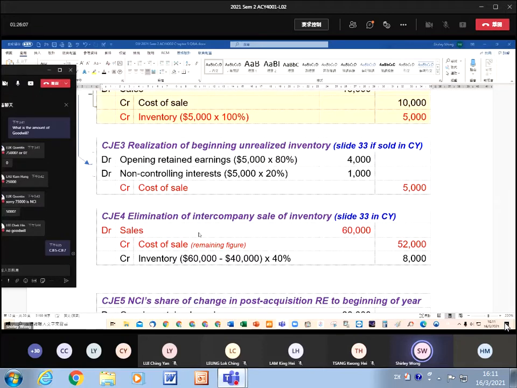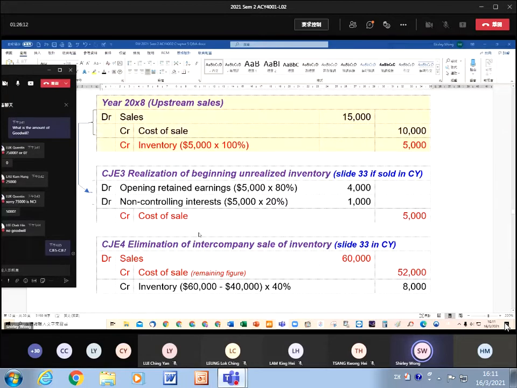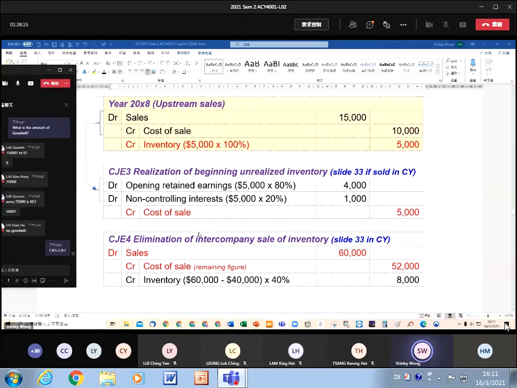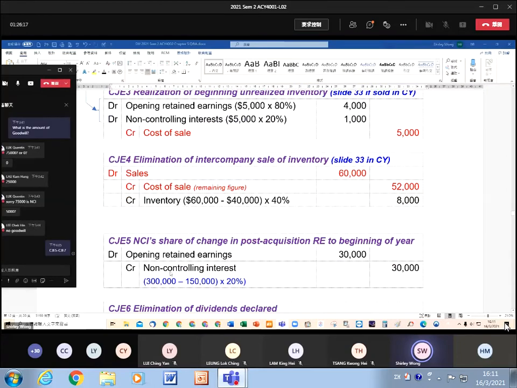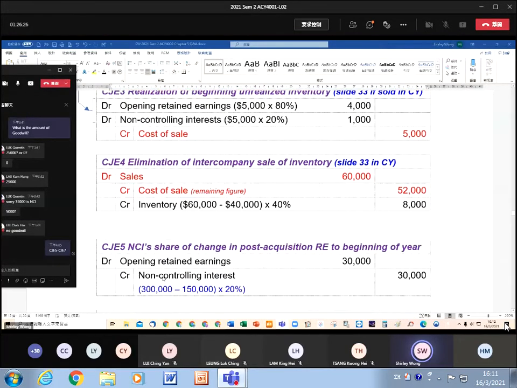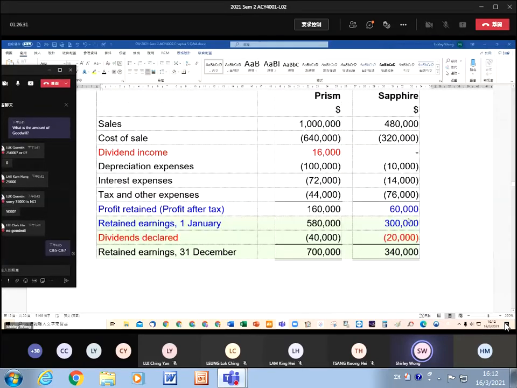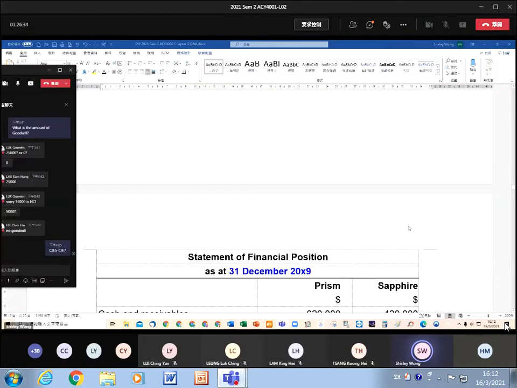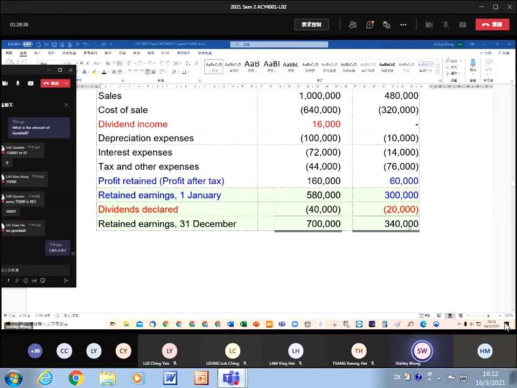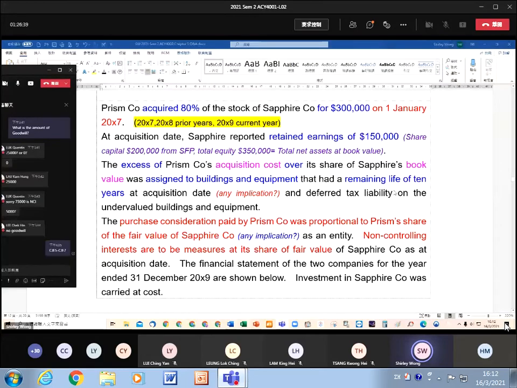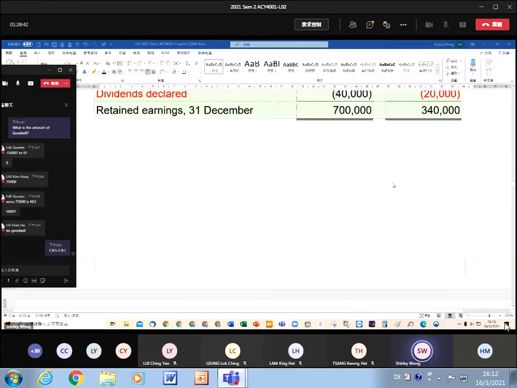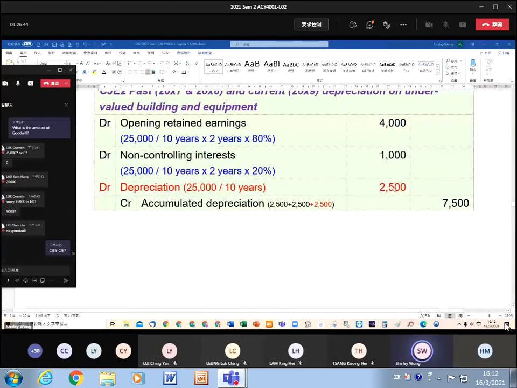Okay, so let's check CJE number 5. You are able to calculate it because you know the retained earnings at the date of acquisition. You can also read the information from the income statement and find the opening retained earnings, which is 300,000. Then go back to the question, and at acquisition day it told you that the retained earnings is 150,000, right? Based on these two pieces of information, you are able to calculate CJE number 5.